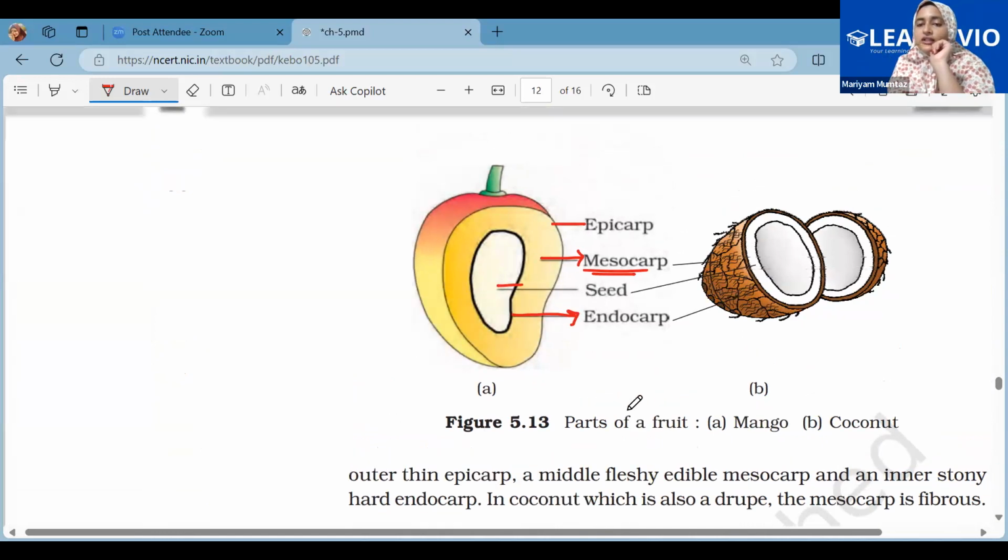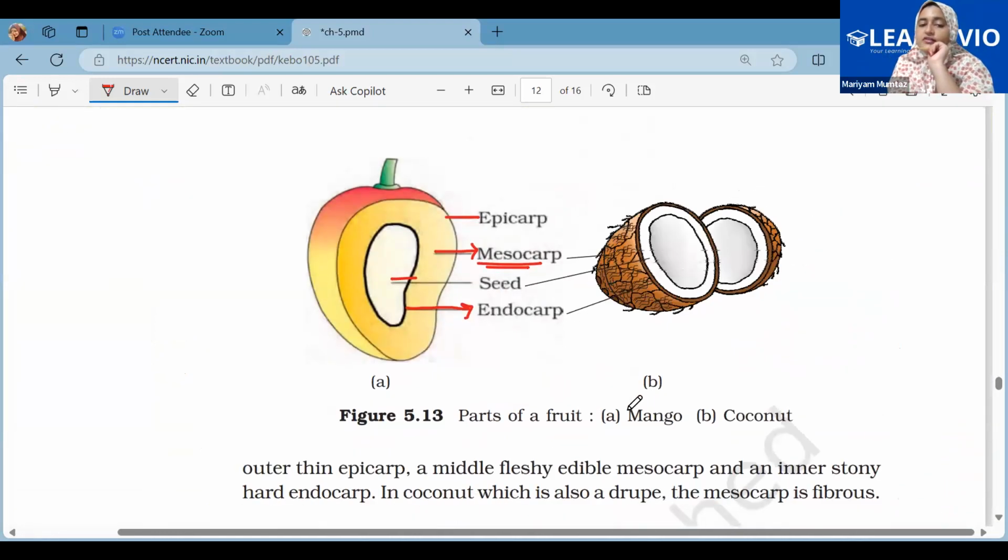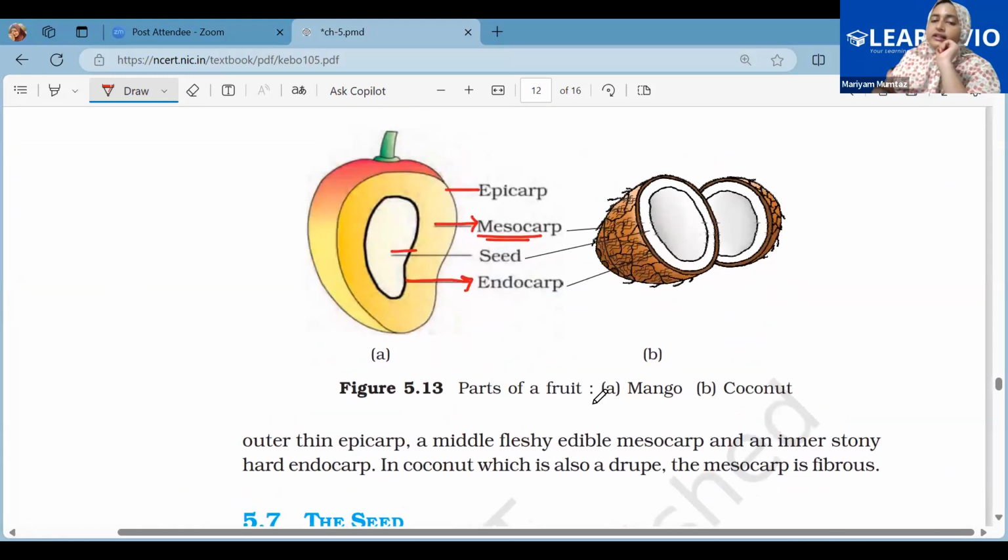But in the case of coconut, which is also a drupe just like mango, here the mesocarp is not edible. You have seen a coconut tree and you have had coconut water also. The big green part, when it dries up after a while, becomes like this, isn't it? It is the dried version of that. So the outer tough part that you can bang your head on, tuck, tuck, is the epicarp.